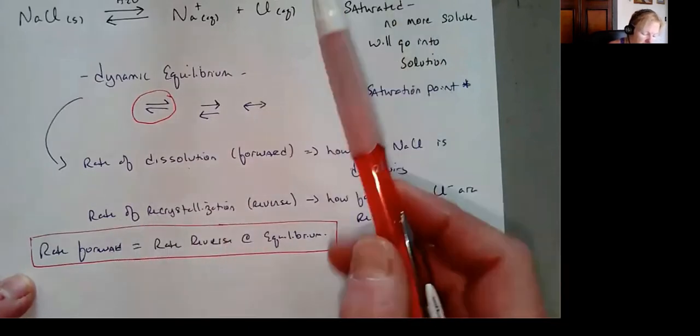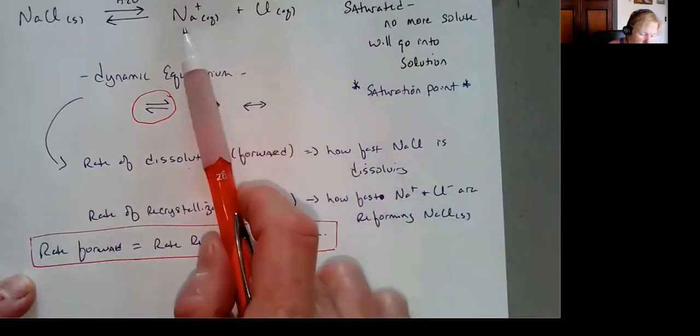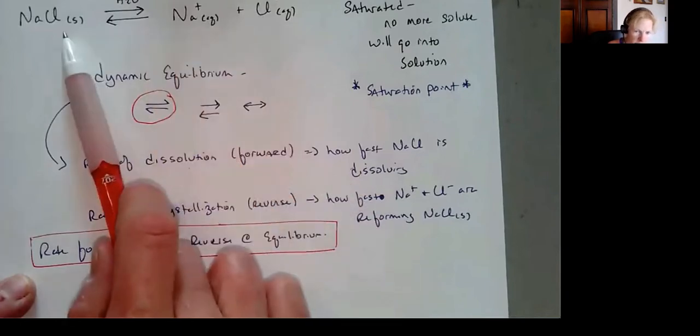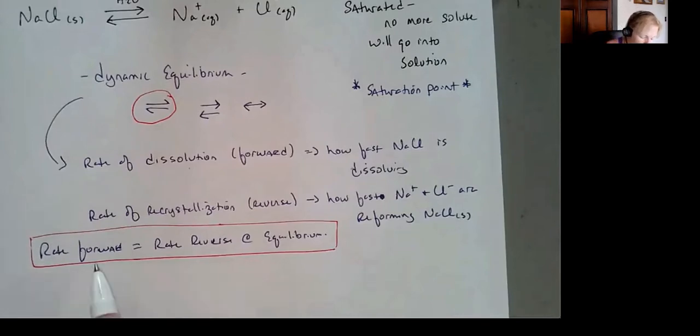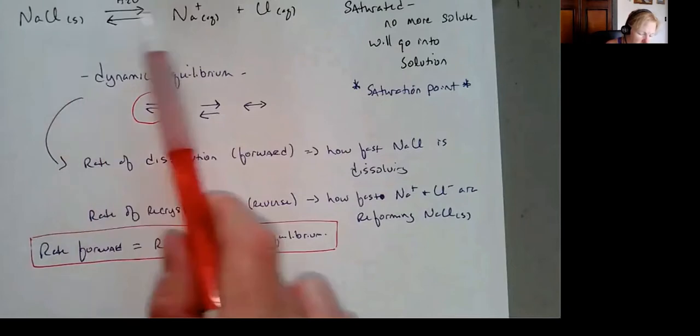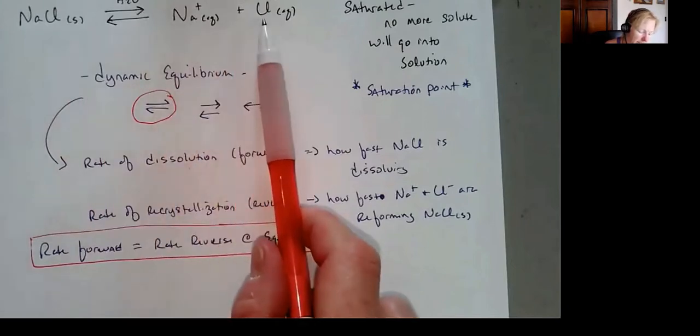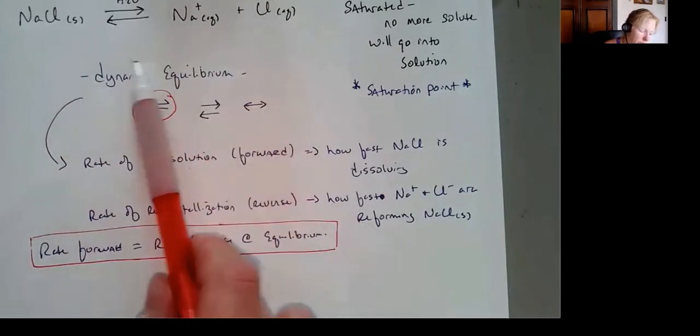So if I'm above the saturation point, then I'm going to start to see these come out of solution and form the solid. At dynamic equilibrium, it's going to look like everything has stopped. So I don't see a forward reaction, I don't see a reverse reaction. It looks stagnant to me. But what really is happening is you still have ions that are dissociating, but then at the same rate, you have ions that are recrystallizing.